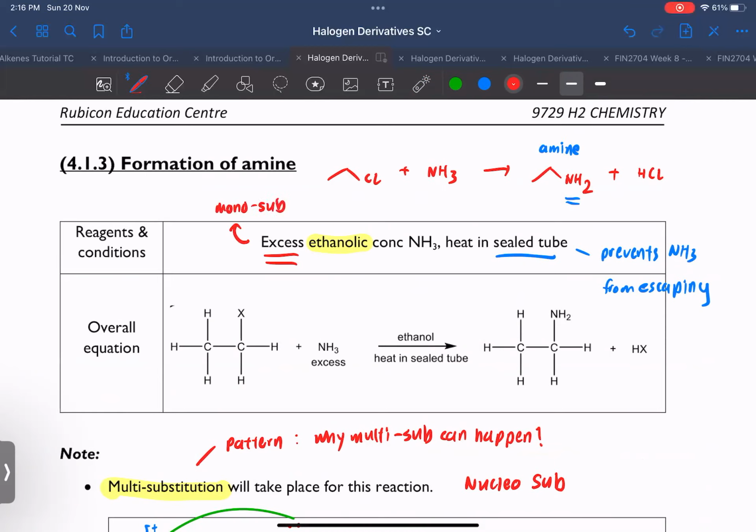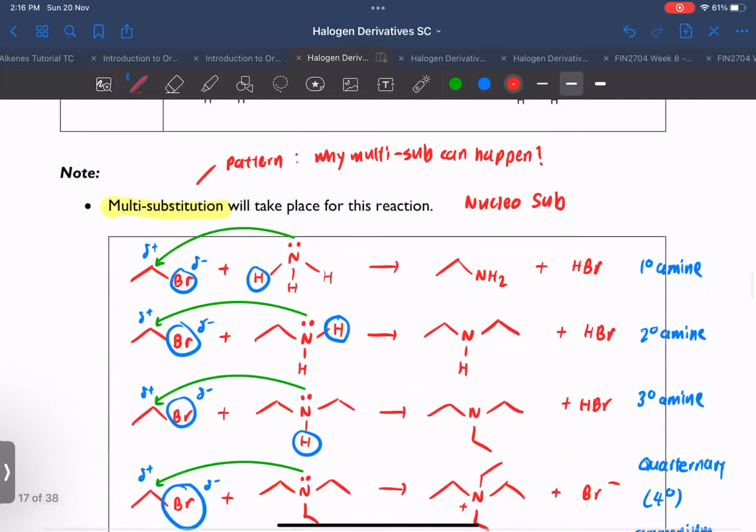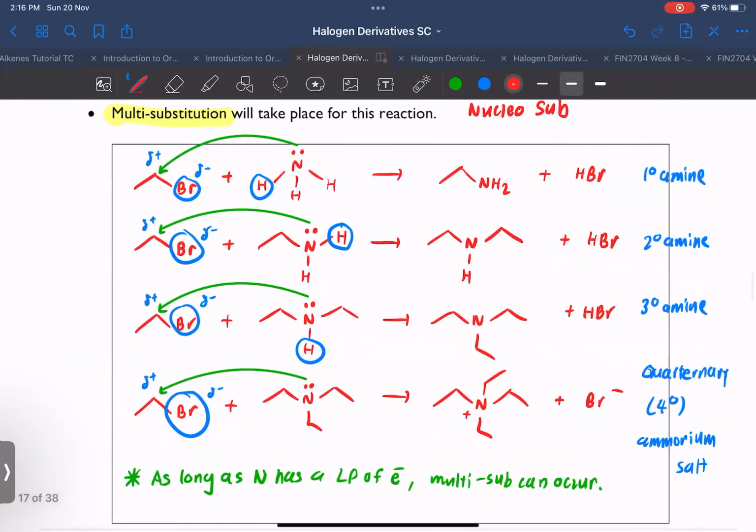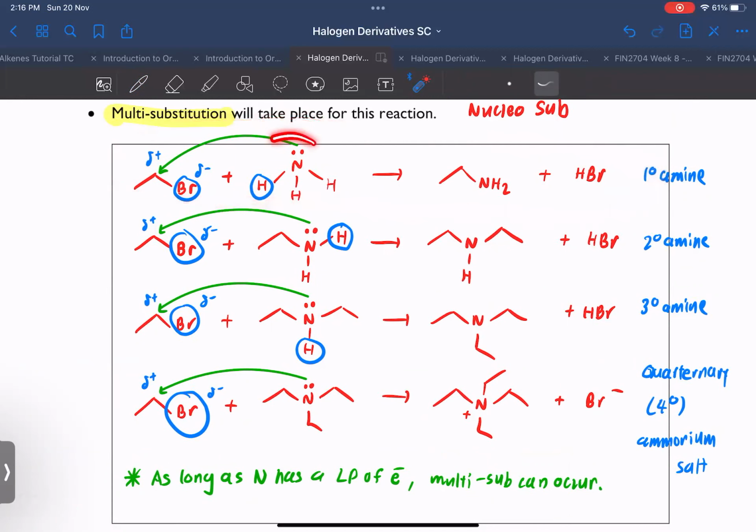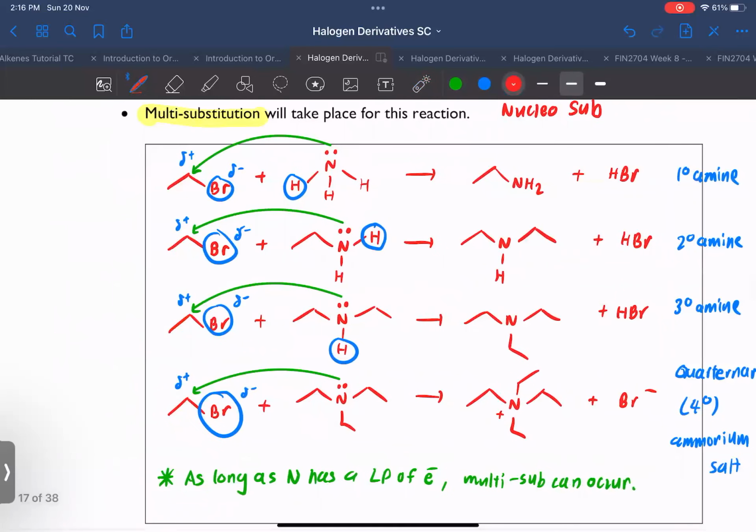But I don't want you all to just memorize this. Take a look at these four steps here. If you want just one reaction, should you add limited or excess ammonia? A lot of us will say limited. And I don't blame you, because limited means a bit, and a bit means substitute a bit. Okay, don't write this down. This is wrong. Then you all say, if you want multi-sub, then just add excess, no? Just add a lot, so that the substitution can happen multiple times.